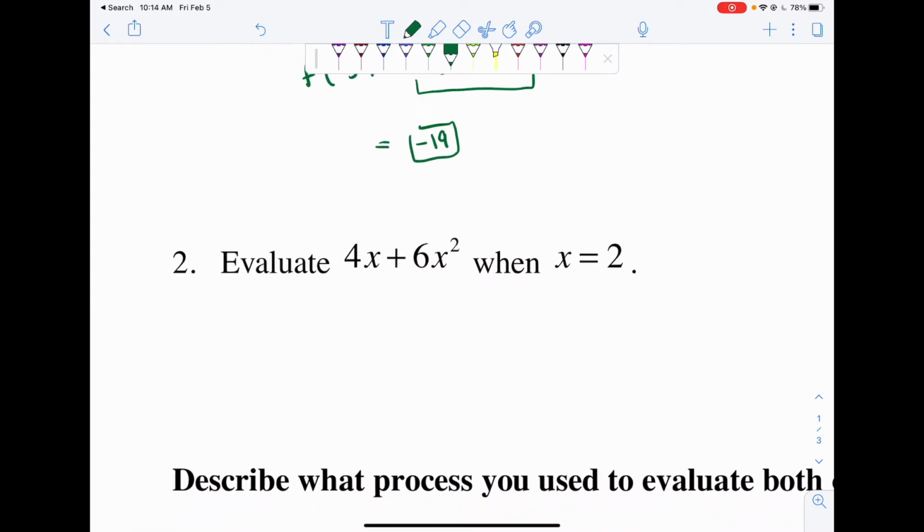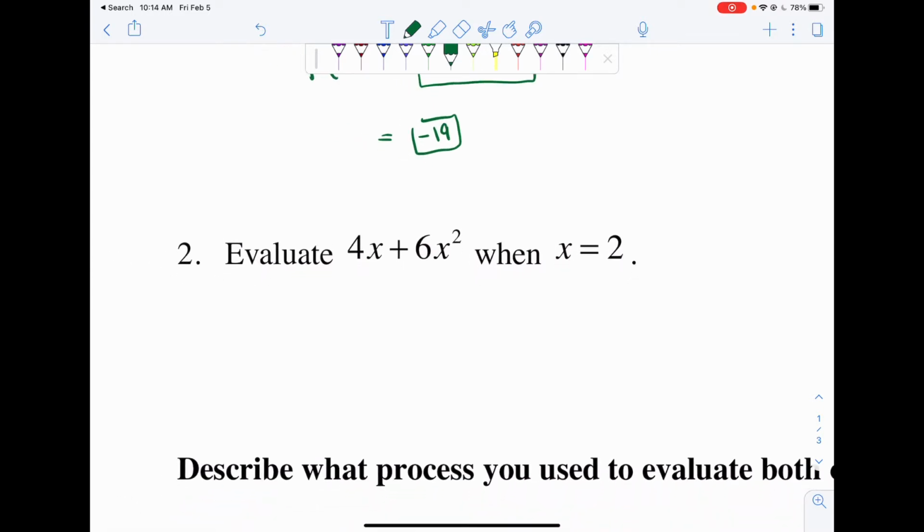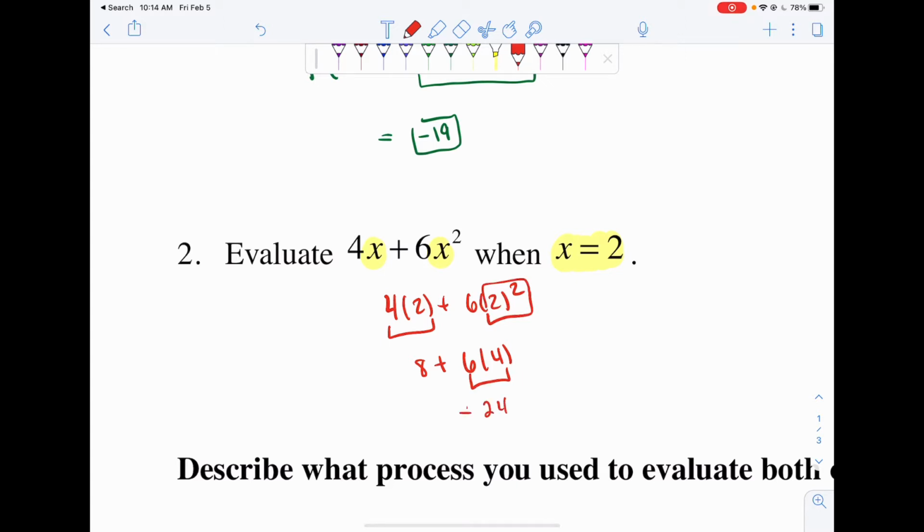Here it says 2. Evaluate 4x plus 6x squared when x equals 2. So everywhere I see an x, I'm going to put a 2. And again, I would just ask you to type this in your calculator. Well, if I do it by hand, I get 8. And then I do 6 times 4 because 2 squared is 4. 6 times 4 is 24. And then 8 plus 24 is 32. And that's your final answer.